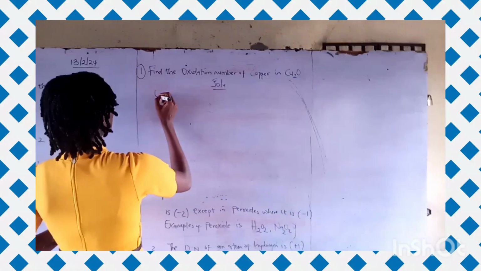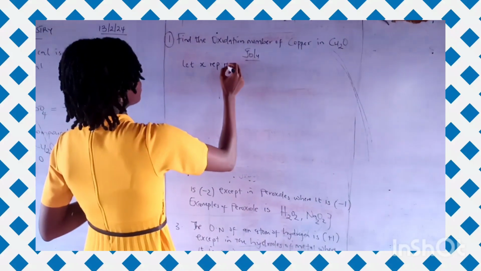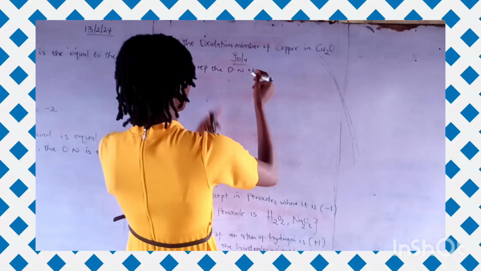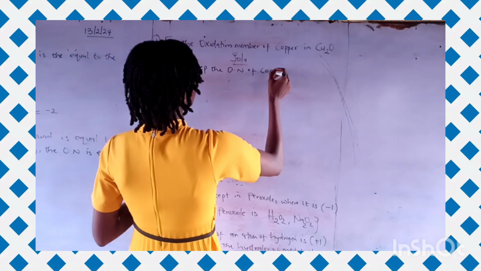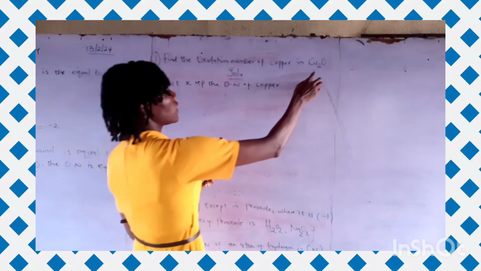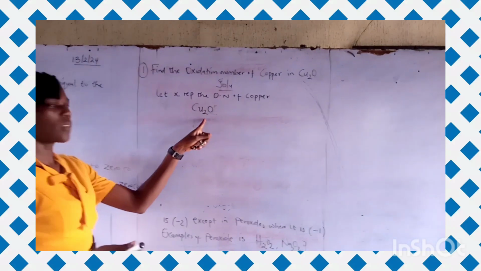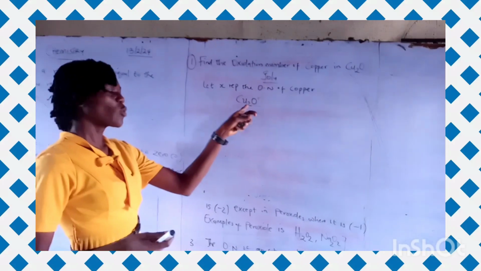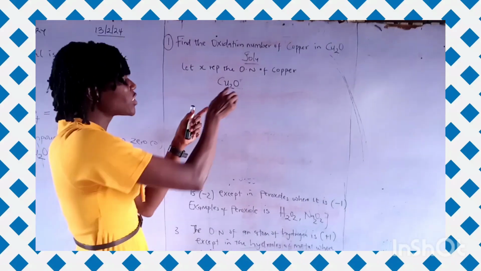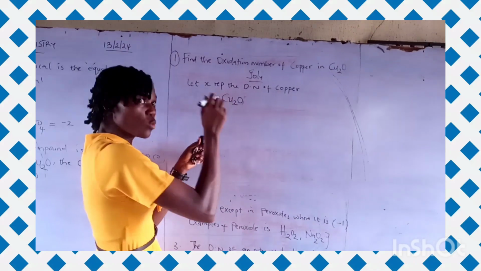So we say let X represent the oxidation number of copper, because we're looking for copper. And please don't forget this 2 here, that is the subscript, simply means the atomicity of copper here is 2, and the atomicity of oxygen here is 1. There's an invisible 1 here. Though it's not written out, we know it's actually there.